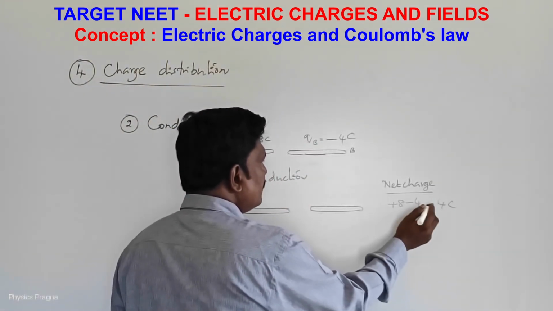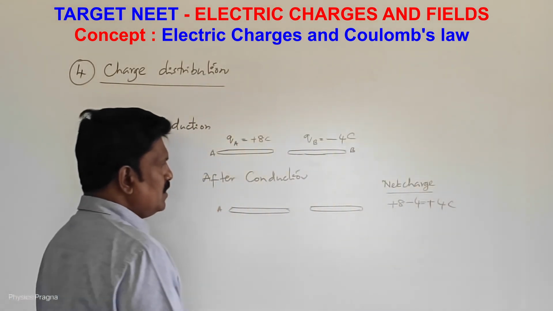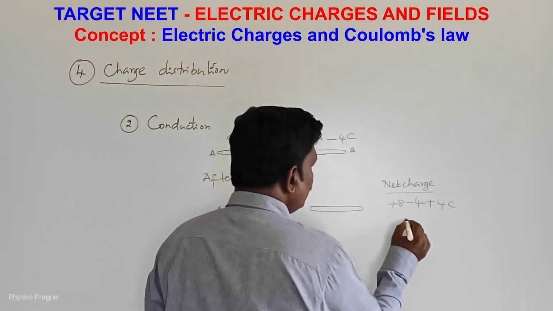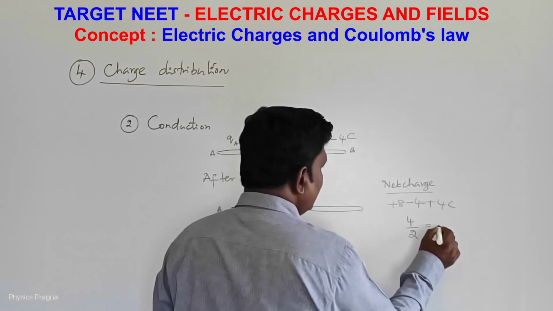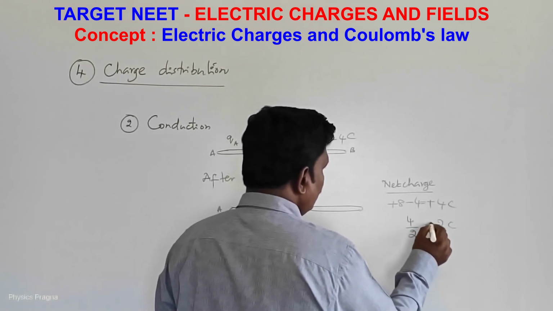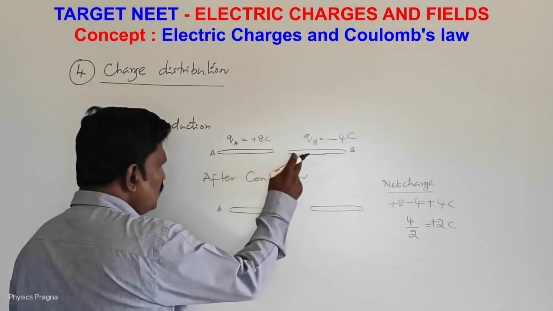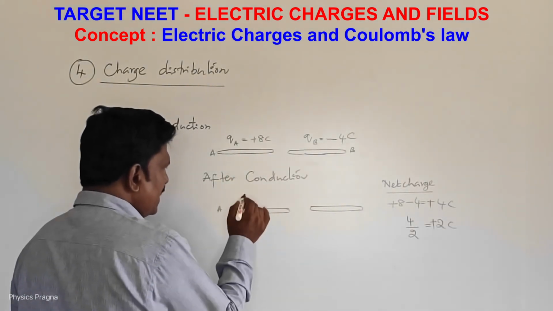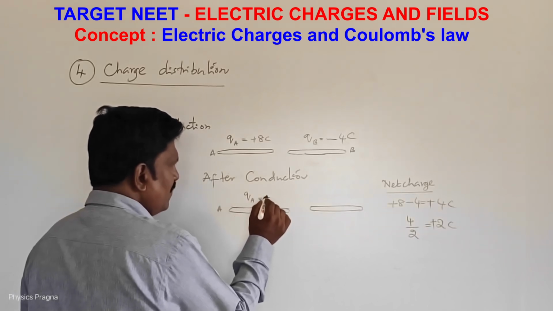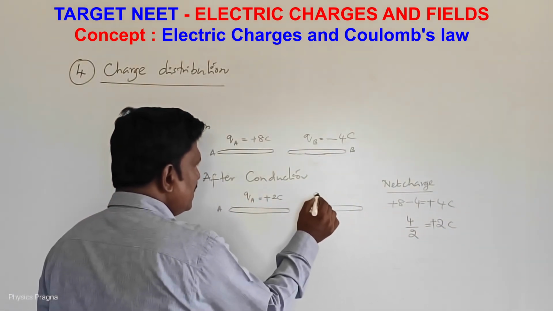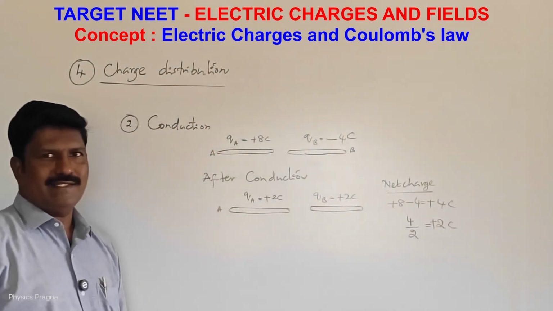What is the polarity of this one? Plus 4 Coulomb. So Q1 plus Q2 by 2. So 4 by 2, that is equal to 2 Coulomb. What kind of charge is it? Plus 2. So if two bodies get into contact, after that body A is having plus 2 Coulomb of charge, and B is also having plus 2 Coulomb of charge.